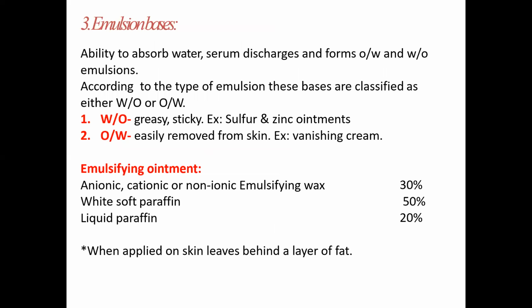Next type of base, that is emulsion base. Emulsion base has the ability to absorb water and serum discharge and forms O by W and W by O type of emulsion. According to the type of emulsion, these bases are classified in two types: W by O, that is water in oil, or O by W, that is oil in water. The first base, W by O, is greasy and sticky in nature.